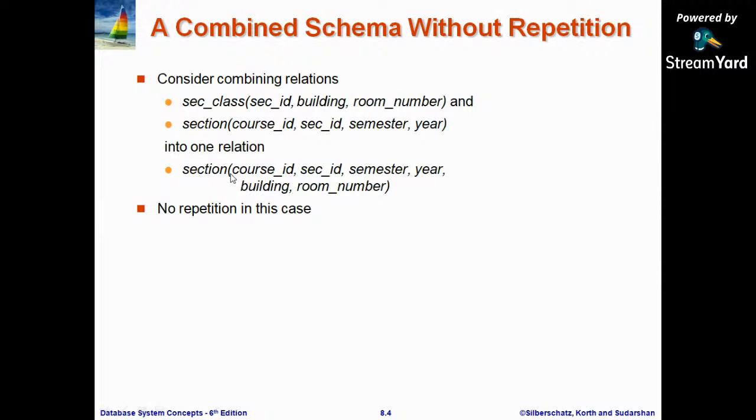If you see this section relation, with course ID, section ID, semester, year, building, and room number, we do not have any repeated entries. Everything is fine, so we can go ahead with this table only. But even if you want, you can divide it into two parts, section and class. It is again a good division, and keeping them together is also a good choice. Because it has no repetition. When repetition comes, then you have to divide your relation into multiple relations.